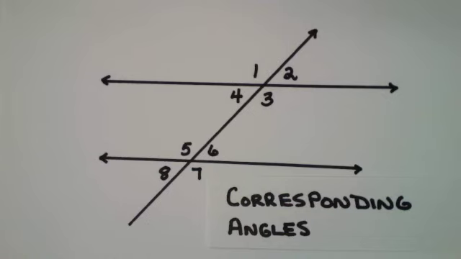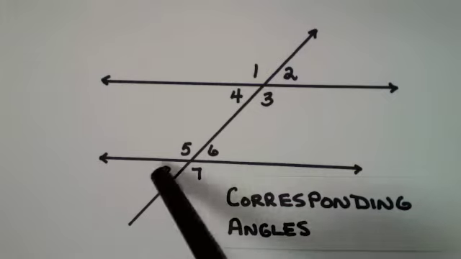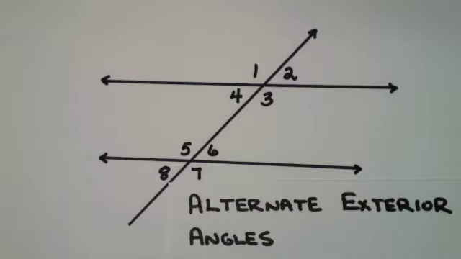5 and which angle are corresponding? 5 and 1 are corresponding. They have the same position. 8 and what angle are corresponding? 8 and 4 are corresponding.